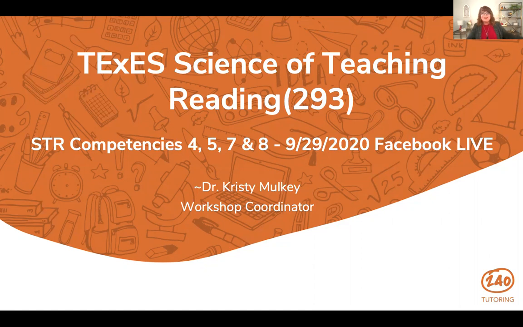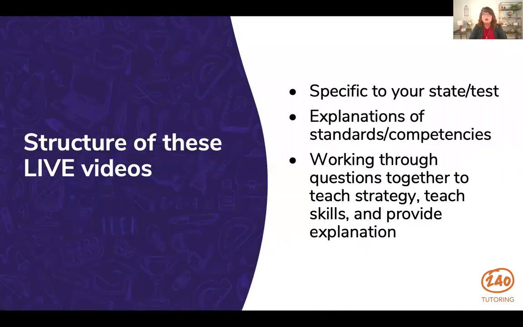Again, we're looking at the Science of Teaching Reading exam for TExES, and that's number 293. Today we're going to be looking at competencies 4, 5, 7, and 8. I am jumping around like that because of clustered questions in the preparation manual. When we get into those questions, I'll explain what that means, and you'll understand why I pulled different competencies there.